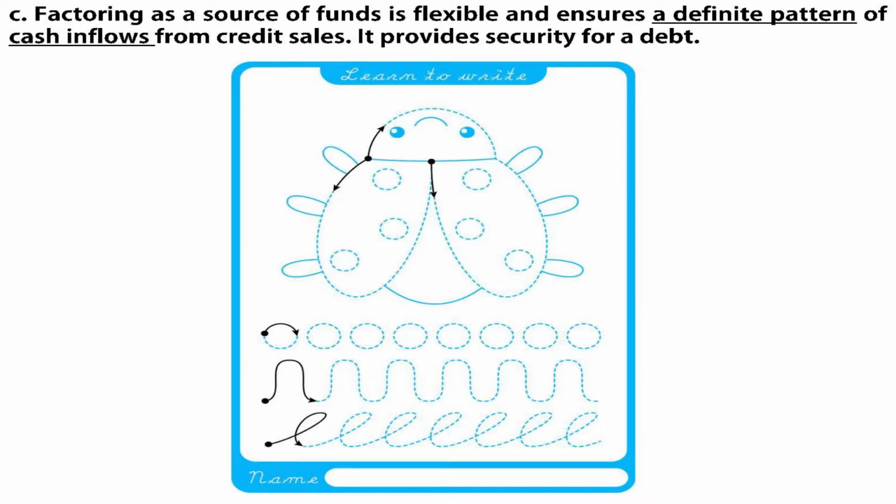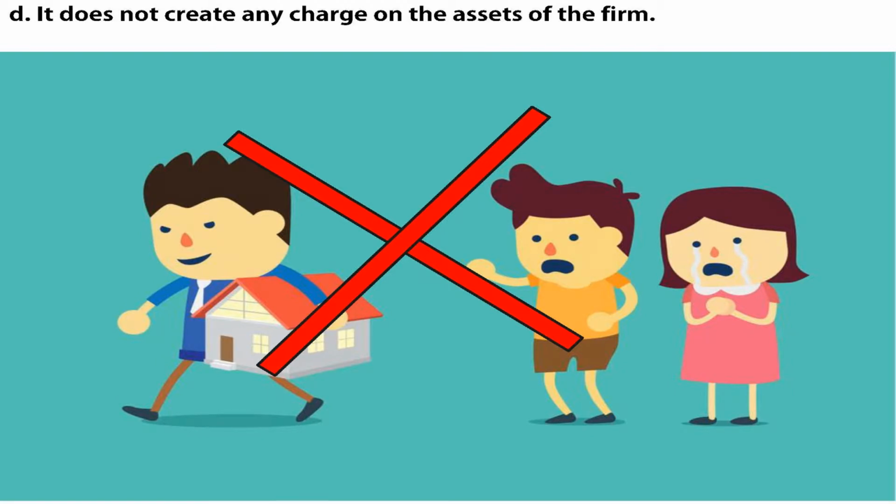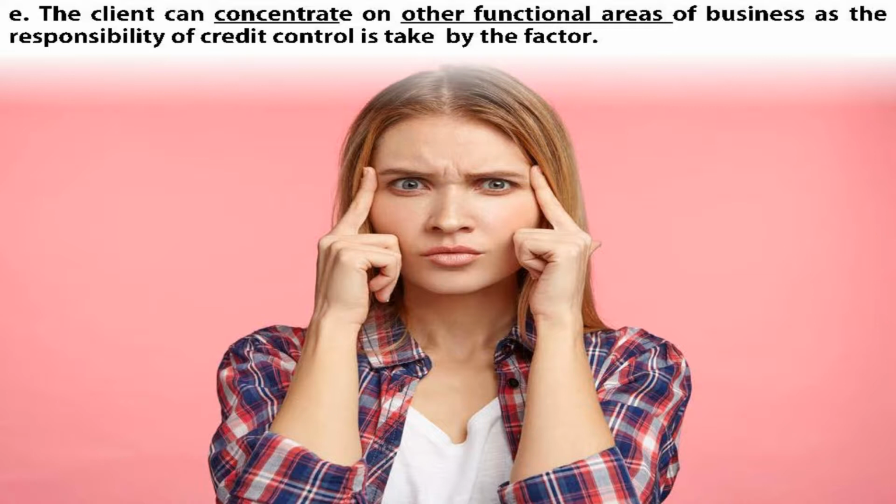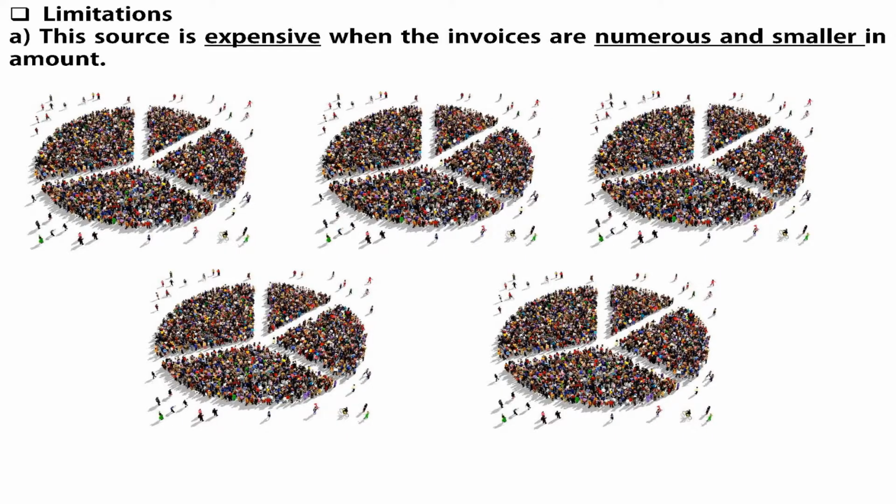Factoring as a source of funds is flexible and ensures a definite pattern of cash inflow from credit sales. It provides security for debts. It does not create any charge on the assets of the firm. The client can concentrate on other functional areas of business as the responsibility of credit control is taken by the factor. Limitation. This source is expensive when the invoices are numerous and small in amount.